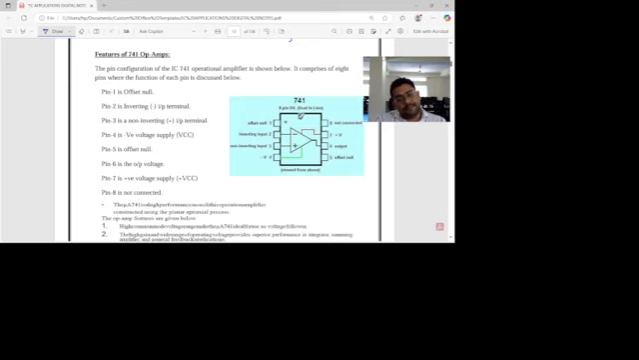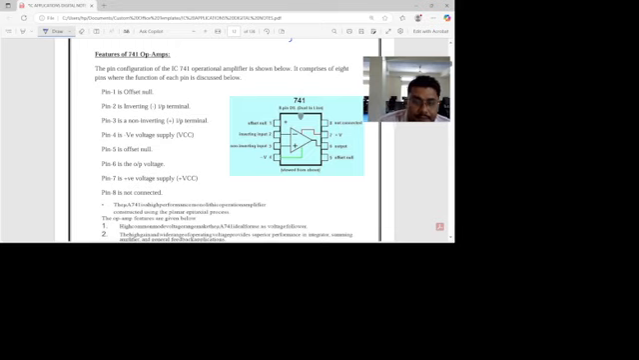One IC we can use for designing this op-amp is the 741 IC. We will discuss this IC, how many pins it has, what the use of these pins is, and the block diagram of this IC. The pin configuration of IC 741, the operational amplifier, we can draw here. It comprises 8 pins, and we will discuss the function of each pin one by one. The 741 is an 8 pin IC.